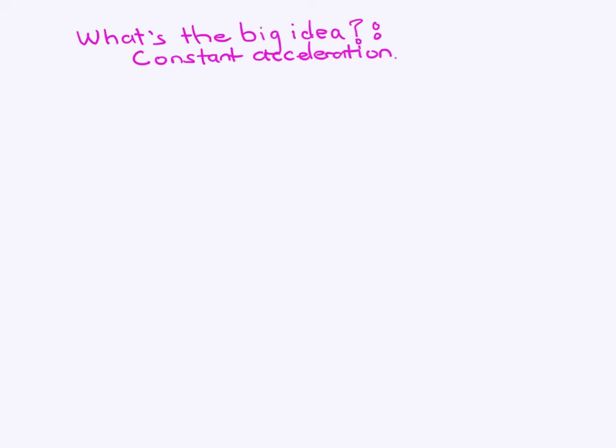Hello, hello, hello. In this episode of What's the Big Idea, we're going to talk about problems in which the acceleration of an object is constant. And I'll start off by saying, this is an unusual episode of What's the Big Idea because, in some sense, I want to convince you that problems with constant acceleration are really not all that important.